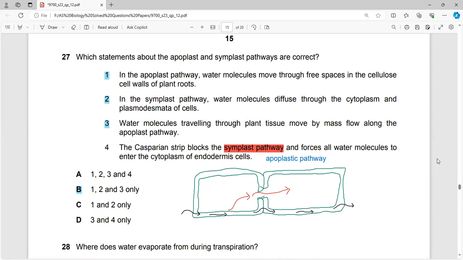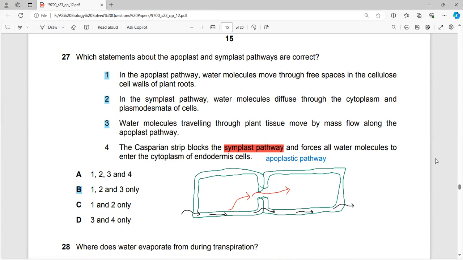Which statements about the apoplastic and symplastic pathway are correct? So the apoplastic pathway is what? The movement of water through the cell wall. So, cell wall to cell wall, for example, these are two adjacent cells, and you can see the black arrow is moving only in the cell wall. That is the apoplastic pathway.